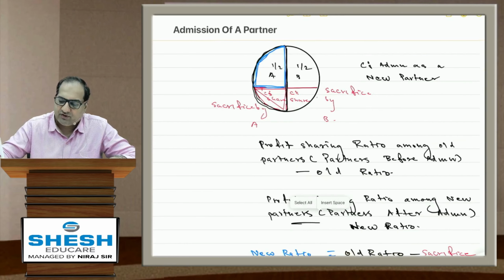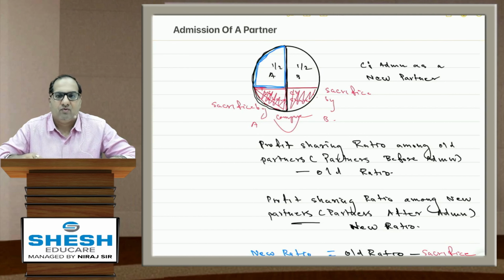If you come back to this diagram, this portion is sacrificed by A, this portion is sacrificed by B. When I compare sacrifice of A with sacrifice of B, I'll get what? Sacrificing ratio.